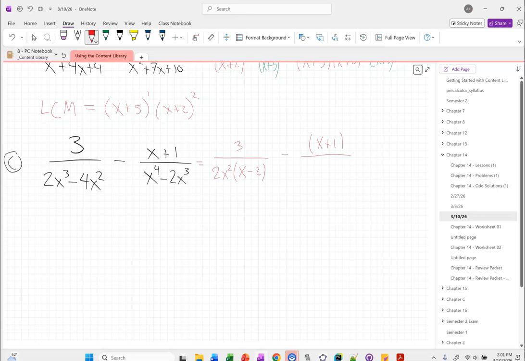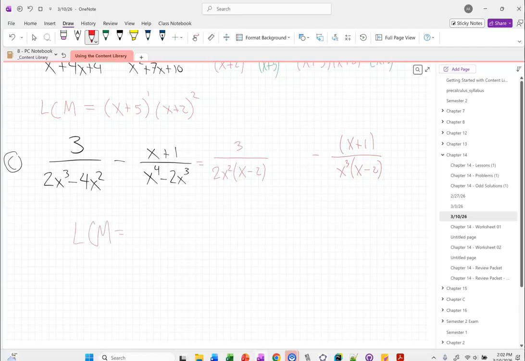How about x to the 4th minus 2x cubed? x cubed. I'm going to leave myself a space here.